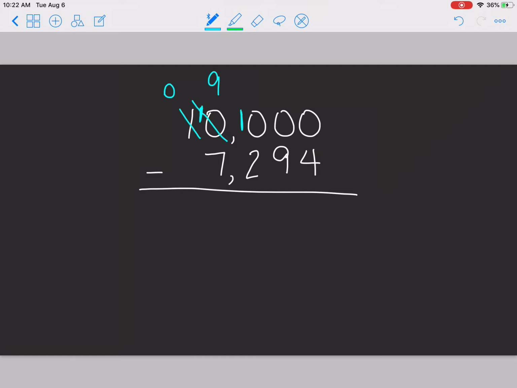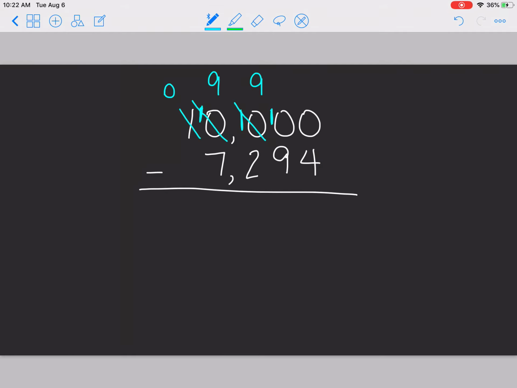Now I have to jump back over. I'm not done yet. I can't start solving yet. I'm going to jump over and say, well, what about my tens place? Do I have something that I can take from the hundreds place and give to the tens place? And I do. So now, again, we're going to take 1 from the hundreds. So now we just have 900. And we're going to give 1 to the tens place. So now we have 10 tens, or 100.